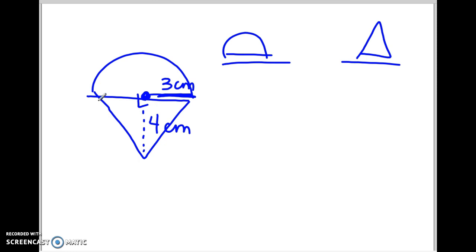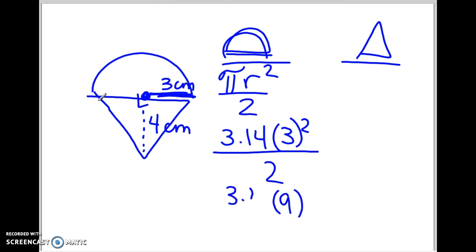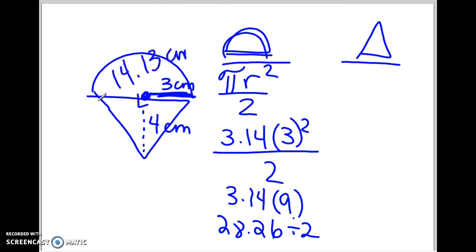If you do the area of the half circle, that's pi r squared divided by 2 because we only need half the circle, not the whole circle. When you do that, you'll get 3.14 for pi. Your radius is 3. That's 3 to the second power, all divided by 2. So 3 to the second power is 9, and 9 times 3.14 will give you 28.26, and then you have to divide by 2. When you do that, you will get 14.13 centimeters squared. Don't forget that centimeters squared.